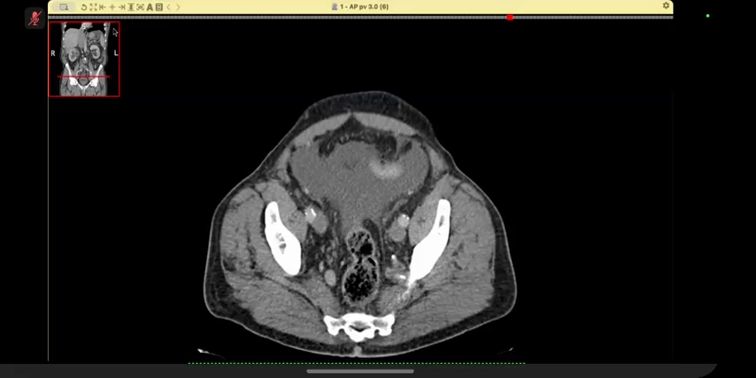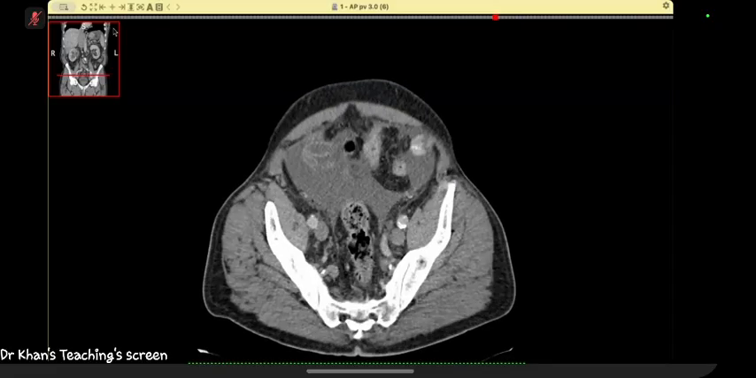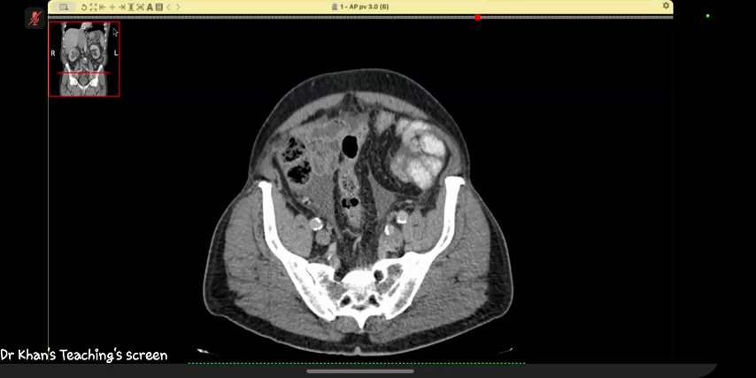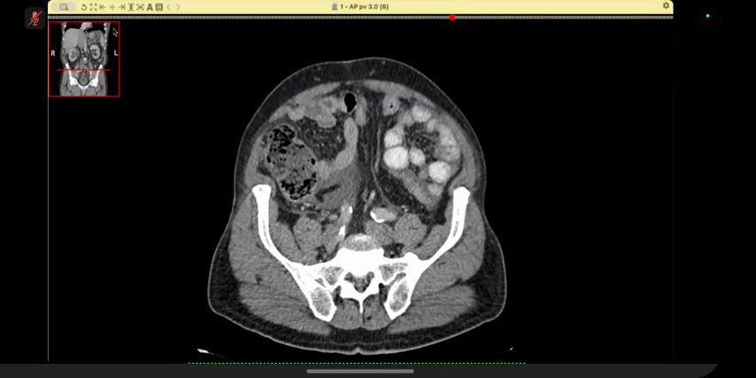So I think you are confusing right with left. You meant right side, isn't it? Right side, yes, sir. Okay. So if this is a renal cell carcinoma, what is the staging of this renal? Give me the T staging.